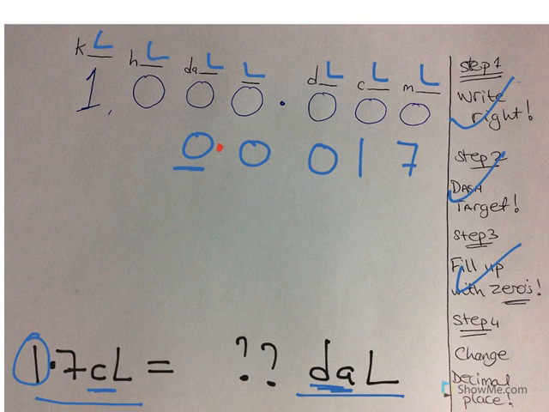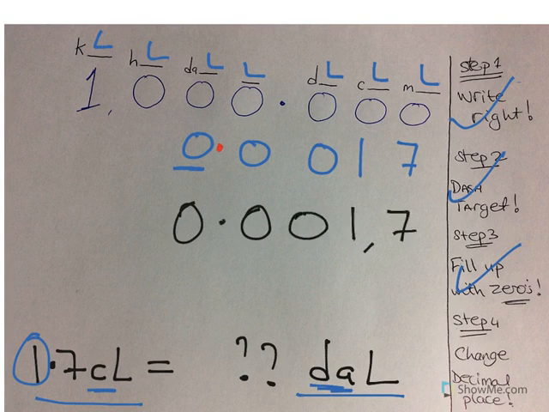So let's just tidy this up a little bit. We've got 0.0017. I always like to put a comma after the 3. And sorry, that comma is actually in the wrong place. Start from the back when you're going with the comma. That way. Okay, so it's 0.0017 decaliters. And that's it, job done.